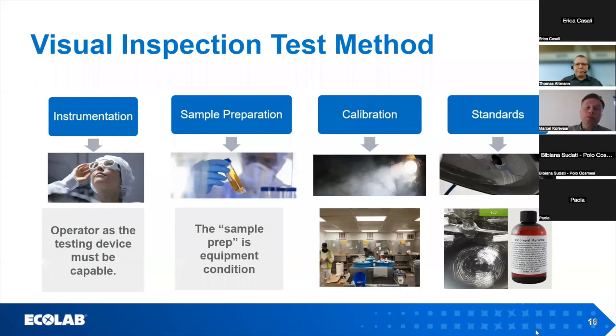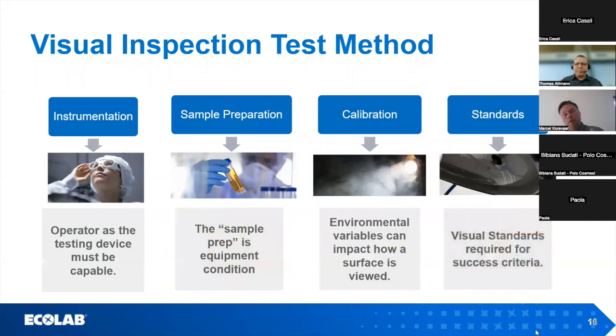Like every testing, also visual inspection needs a test method containing the 4 pillars. So you have instrumentation, sample preparation, calibration, and standards. And how does that work in the end? Instrumentation: the operator, as a testing device, must be capable of judging the visual inspection. The sample is the equipment condition, what we just touched on. So what's my base state? The calibration is, okay, which type of light do we have? How does that look? And in the end, if I have a standard to compare against, then your visual inspection could be successful. Going to touch a little bit more on the different pillars.